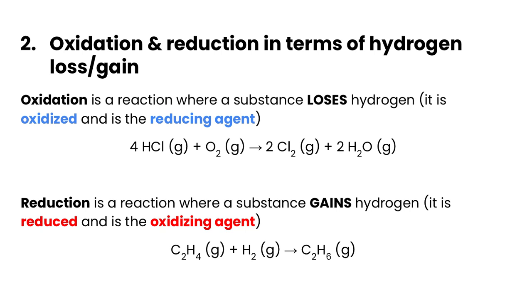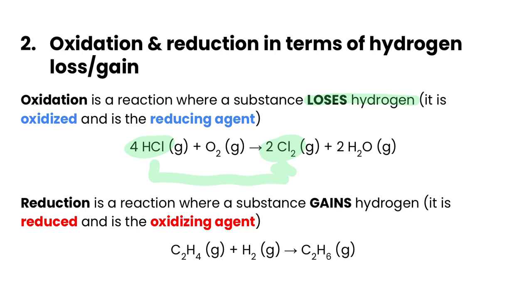Now, our second definition is oxidation and reduction in terms of hydrogen gain or loss. So oxidation is a reaction where a substance loses hydrogen. So we would say it's oxidized, and it's also the reducing agent. So that part hasn't changed. If we take a look at our reaction here, HCl going to Cl2 is a loss of hydrogen. So that would be oxidation.